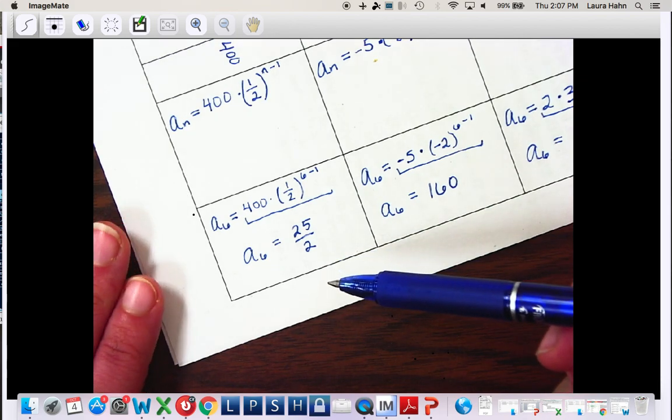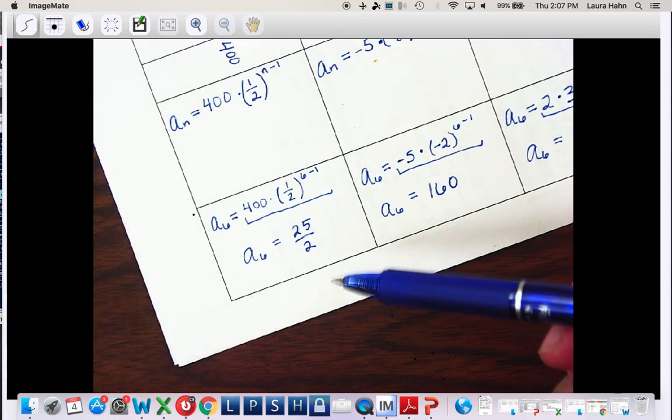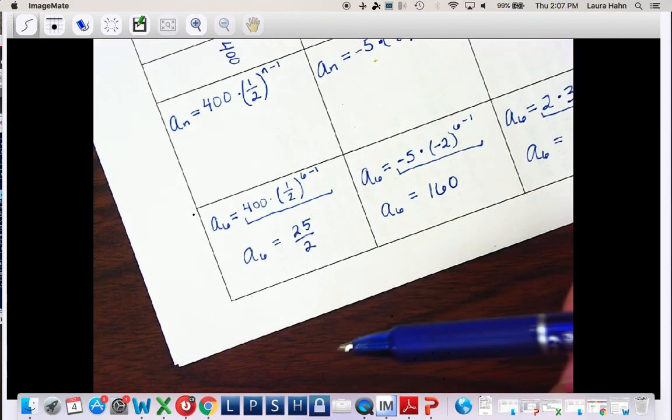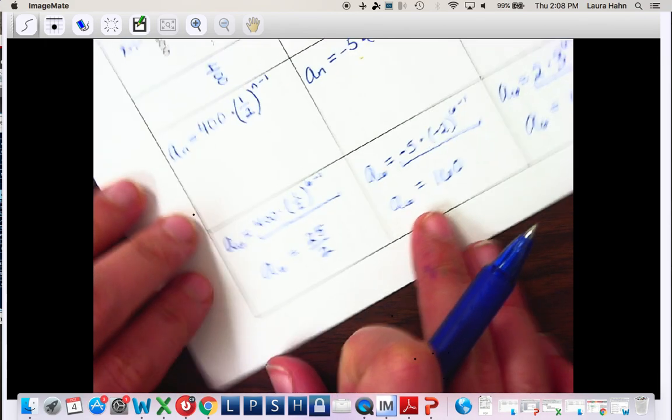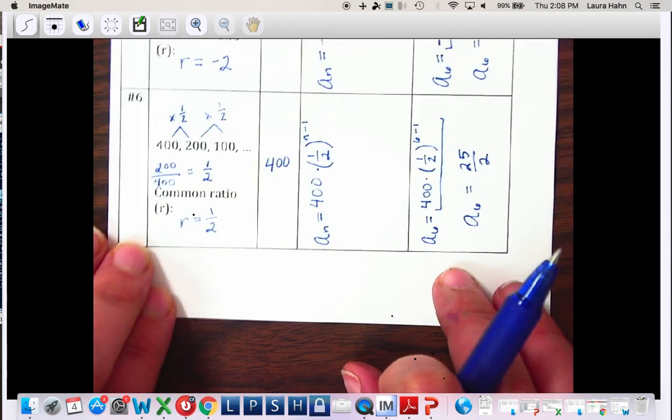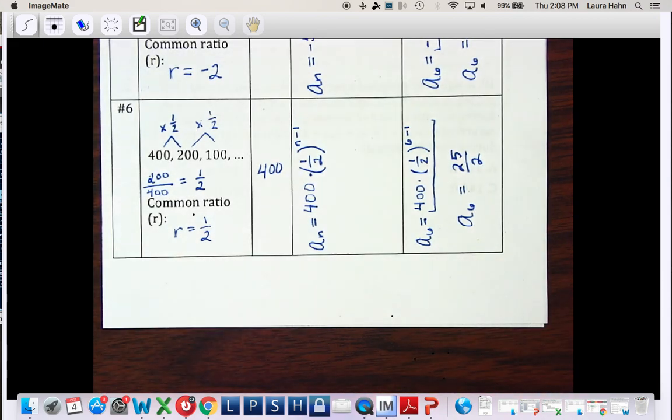It could also be written as a decimal. 25/2 is the same thing as 12.5. Both are correct. All right. Put this here for a second in case you need to finish copying.